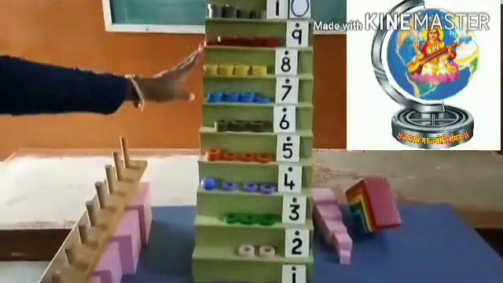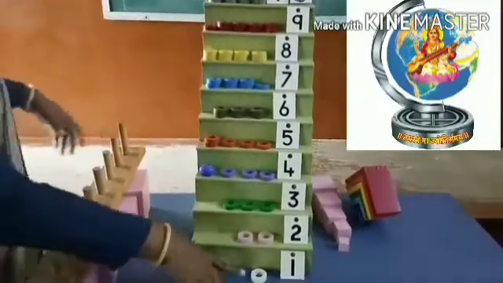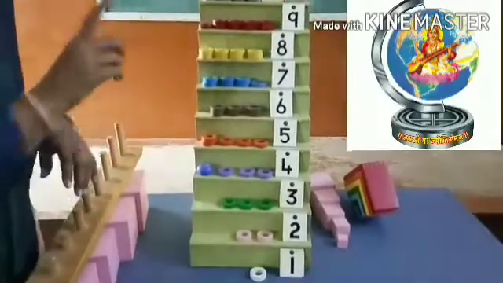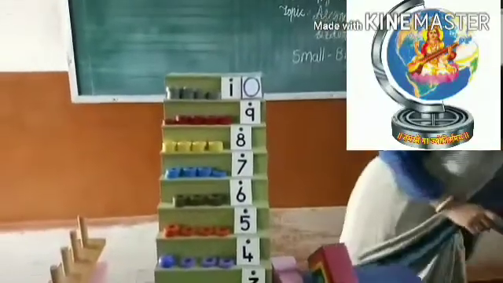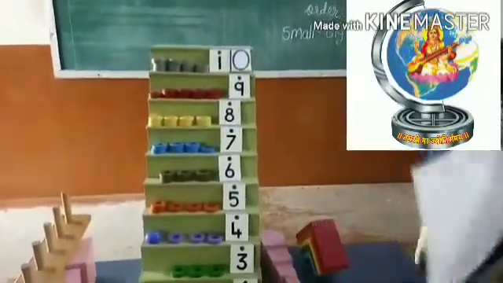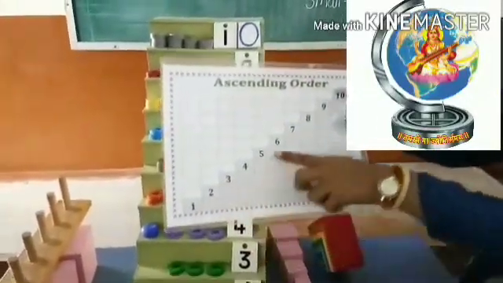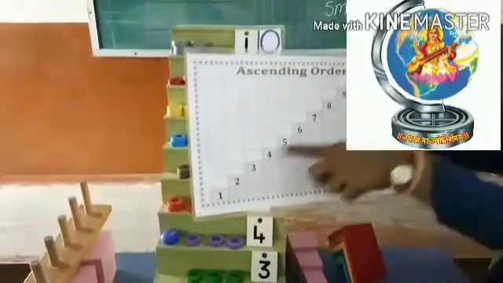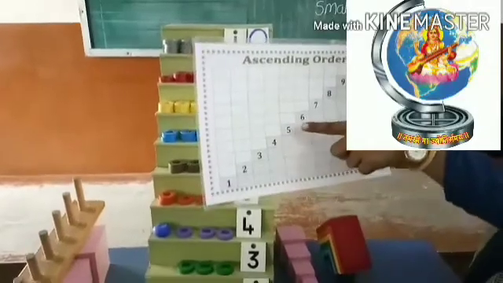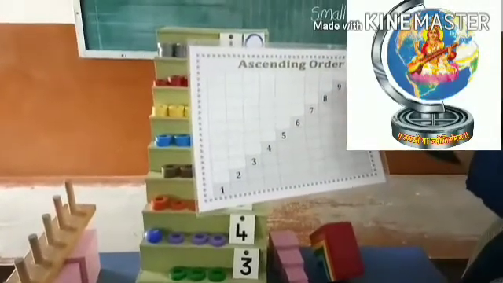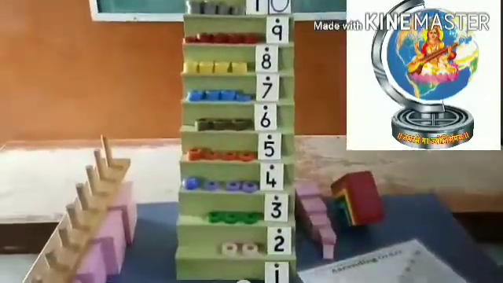So students, I hope you can understand how to arrange small to big. Right students? I hope you can understand ascending order. Ascending order means small to big. Now look children, here we are arranging numbers in ascending order, which means small to big. Look here. 1, 2, 3, 4, 5, 6, 7, 8, 9 and 10. Right students? Now I will show you some other things.